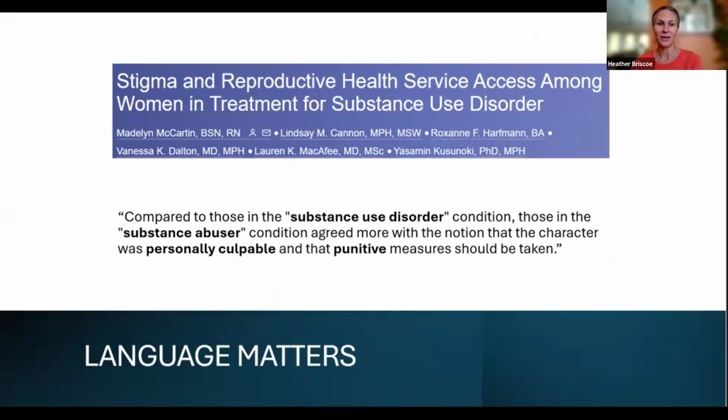And it was really striking, with just a subtle change to less stigmatized language making a huge difference. Those who were reading vignettes with substance abuser were much more likely to see it as a character shortcoming and feel that the person was personally culpable for their behavior and recommend more punitive responses.